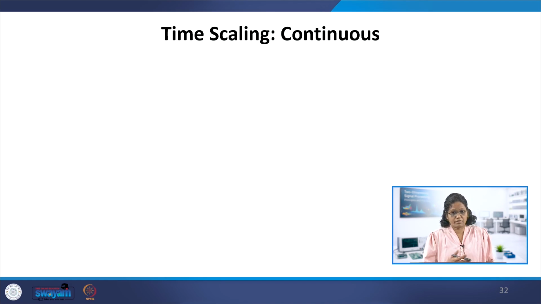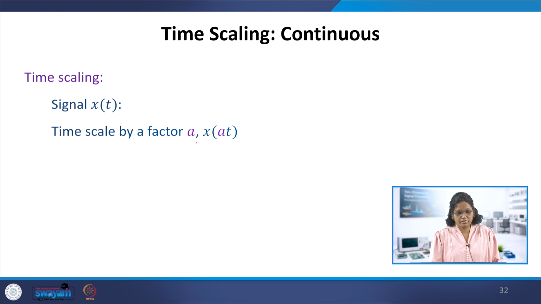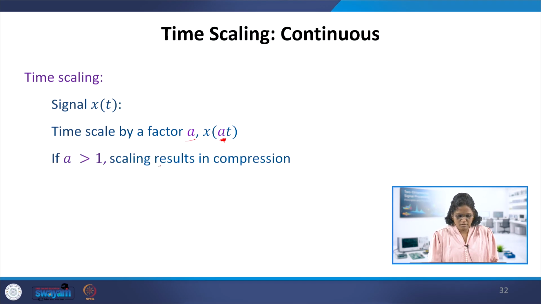So next, after shifting, you do the scaling, the continuous time scaling. That means you adjust the time base of it. So if a signal is x of t and scaled by a factor, that means x of t is multiplied with a. This a can be greater than 1 or less than 1. So let us see, if it is greater than 1, that scaling results in compression.